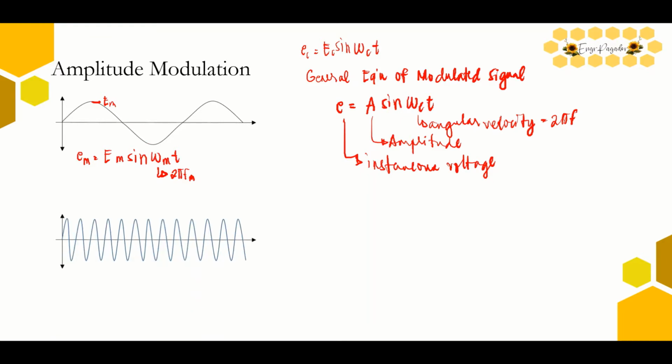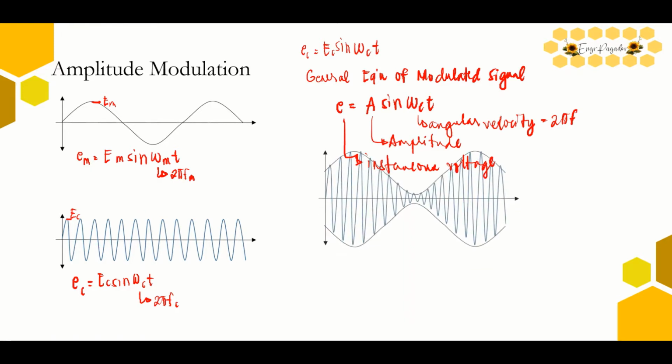Next is the carrier signal. How do we represent this one? We will also use the mathematical representation of an AC signal. This is equal to e_c, since it is the carrier, and we tag its amplitude as capital E_C. So e_c equals E_C sine, since this is a sine wave, omega_c t. And omega_c is 2 pi f_c, the frequency of our carrier signal.